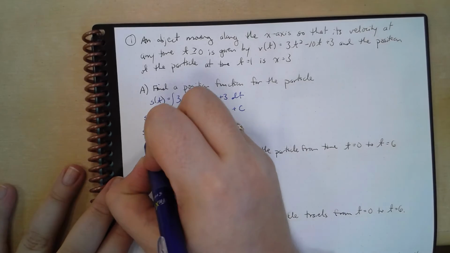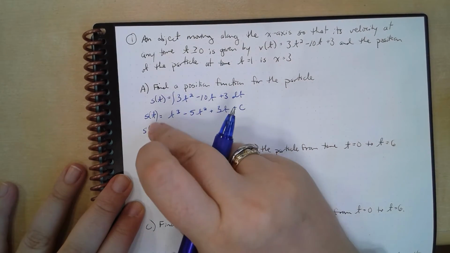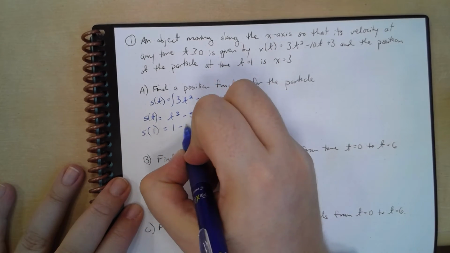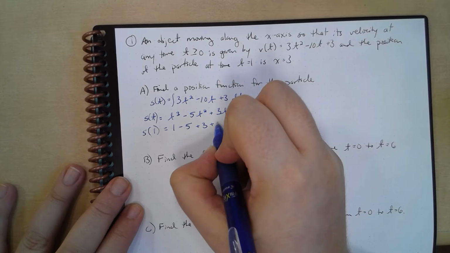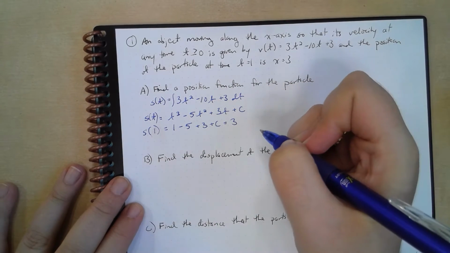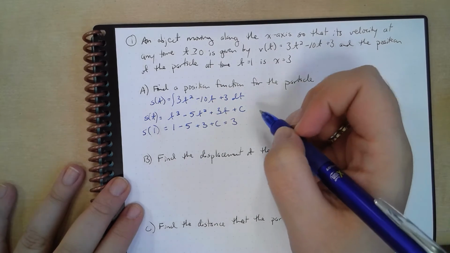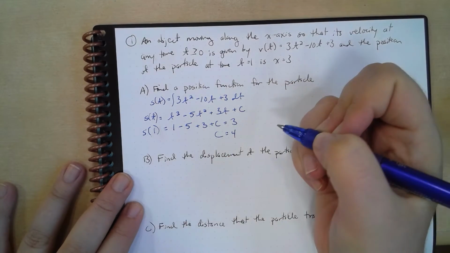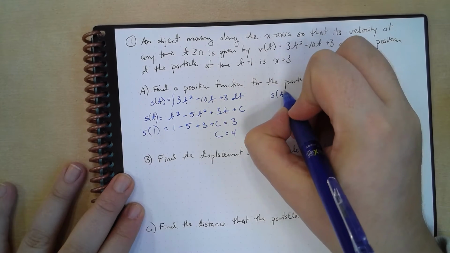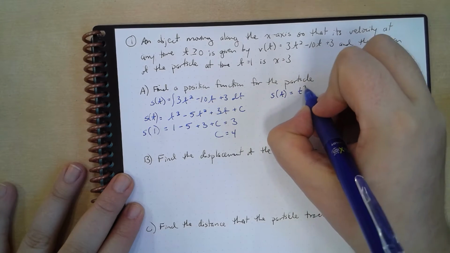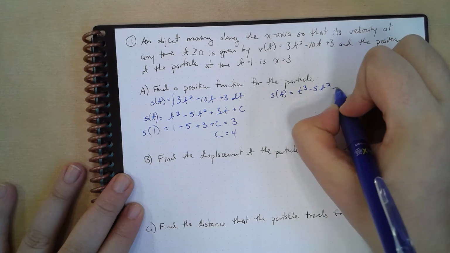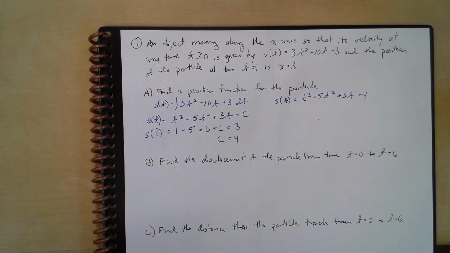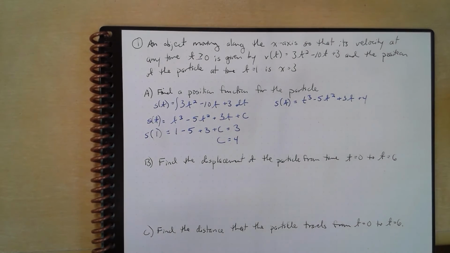So we know that s of 1 is equal to 1 minus 5 plus 3 plus c, which equals 3. Okay? I just substituted quickly there, but if we calculate this, we're going to get that c is equal to 4. So our position function is that s of t is equal to t cubed minus 5t squared plus 3t plus 4. All right? And you did a problem like this during our check day, and I think you understand it, but we'll keep going anyway.